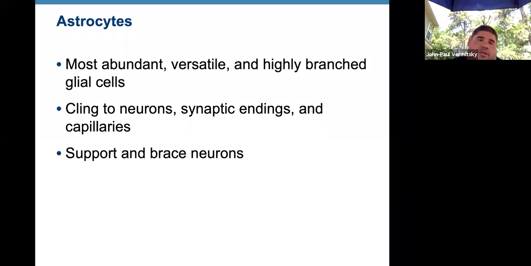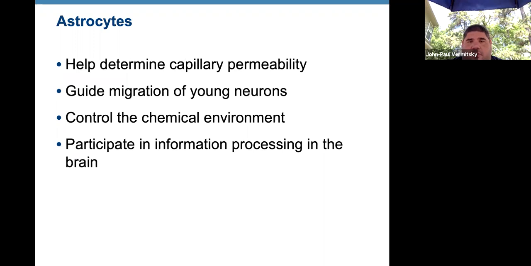The first type is the astrocytes. These are the most abundant. They're versatile, and they are highly branched. They cling to neurons, synaptic endings, and capillaries, and they help to support and brace the neurons. Astrocytes will also help to determine capillary permeability, guide the migration of young neurons, and control the chemical environments, such as neurotransmitter release, that the neurons are exposed to. They will also participate in information processing located within the brain.